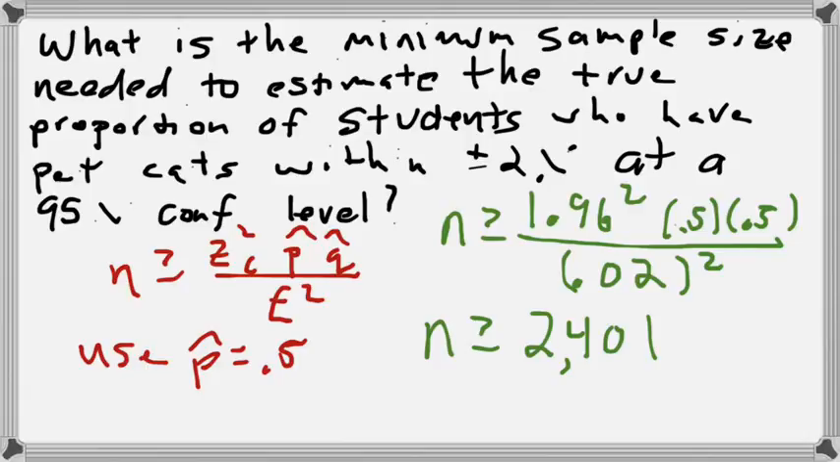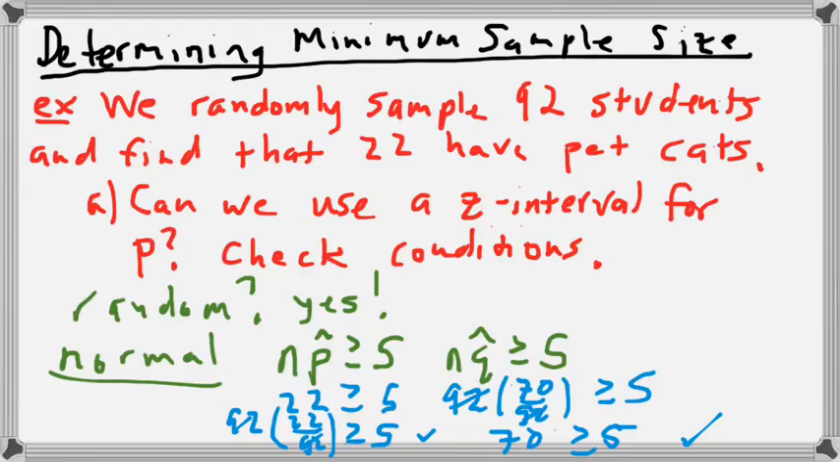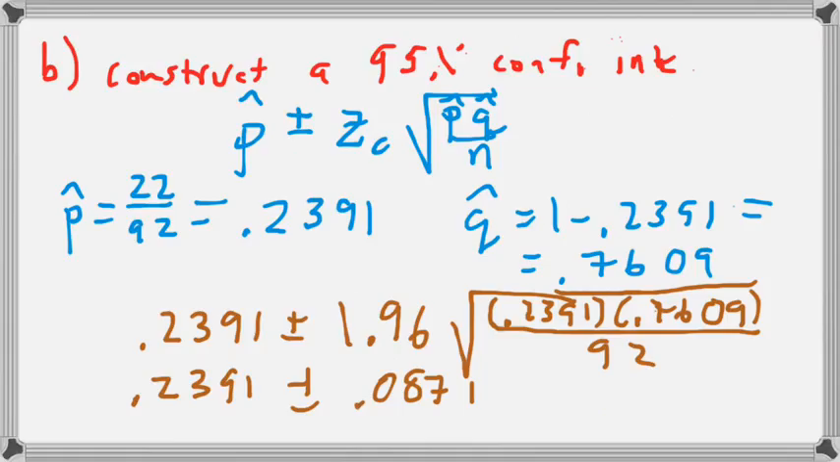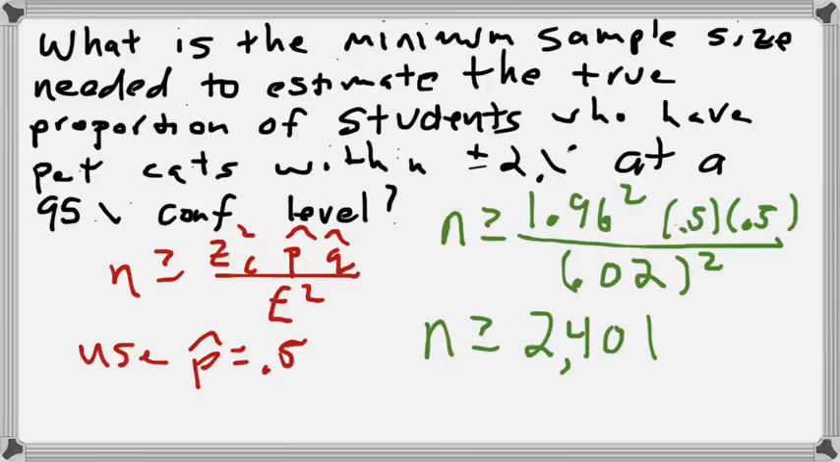It is, isn't it? But let's just look back at the previous example when we constructed our confidence interval using 22 out of 92 people. I had my margin of error at 8%, almost 9%, 8.7%. And that was sampling 92 people. So I don't want to say it makes total sense that we're having to sample this many people, but it makes somewhat of sense.